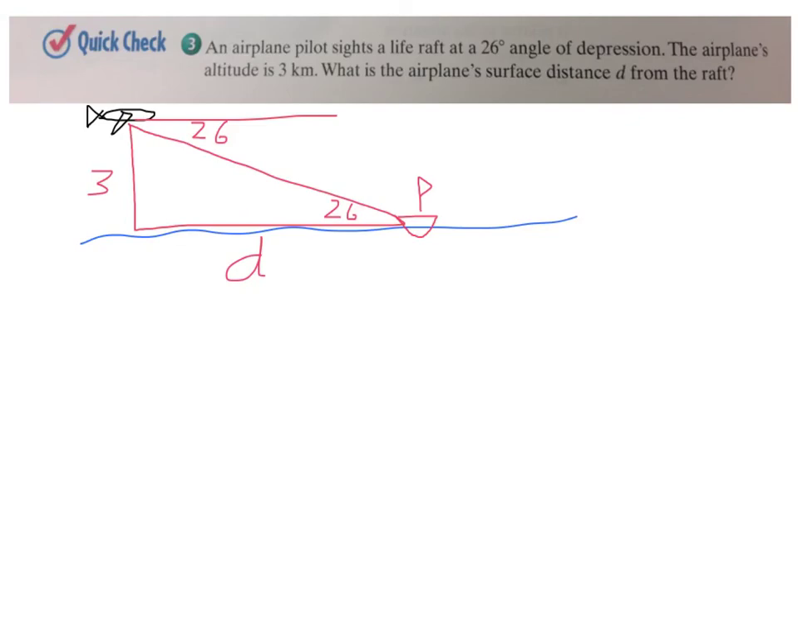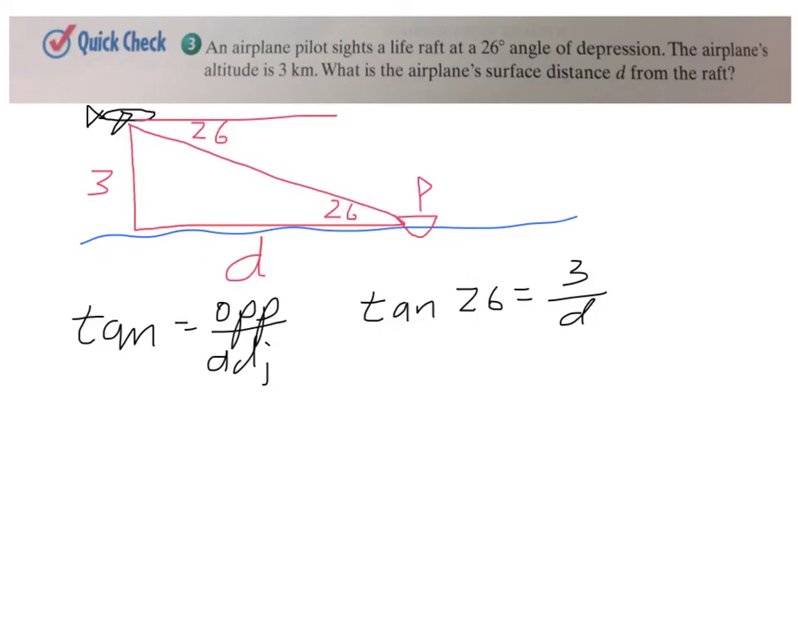Okay, hopefully you came up with a picture similar to what I have. Now, how are you going to figure out d? You're looking for the surface distance, the distance along the surface of the water. Again, the plane is 3 kilometers high with an angle of depression to be 26 degrees. Please pause the video while you try to figure out how to get d.